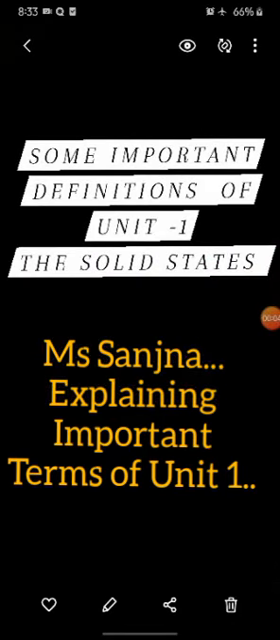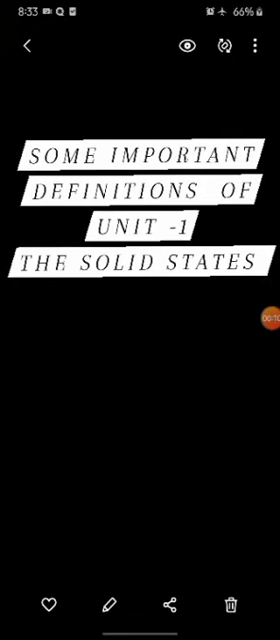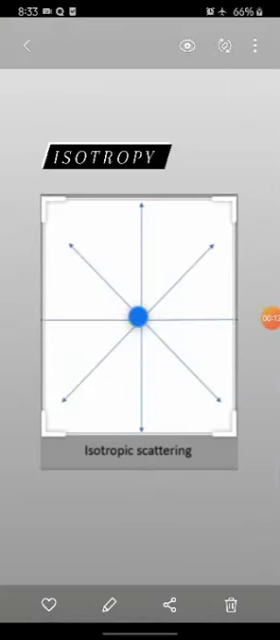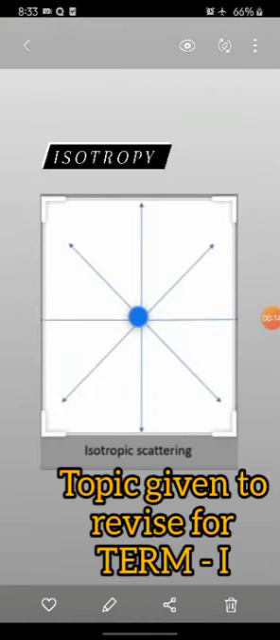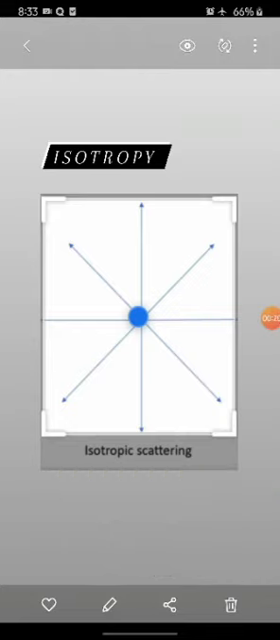Today I'm here to share some important definitions of unit 1, that is the solid state. So our first definition is, what do you mean by isotropy? Isotropy comes from a Greek word, iso, which means equal, and tropos means way, so it means uniform in all directions. A substance which has all the physical properties the same in all directions is called isotropic.